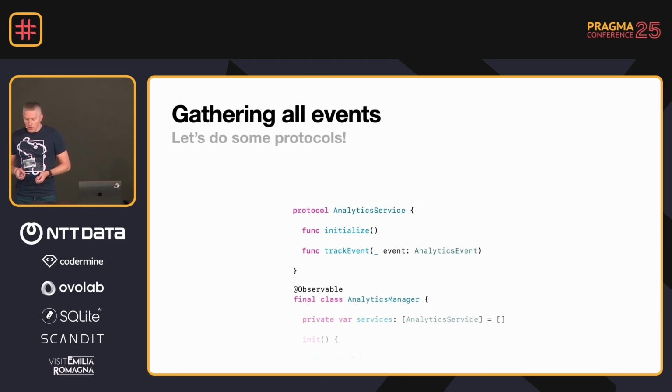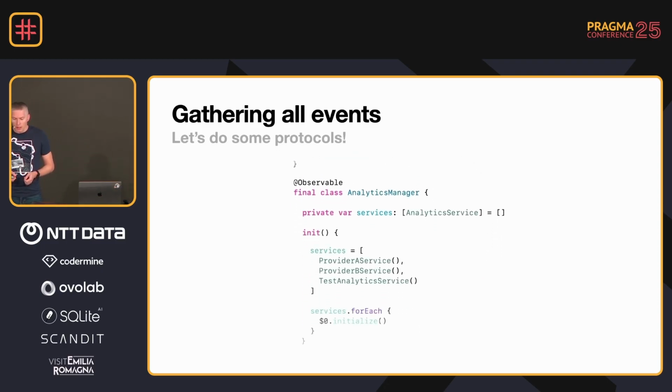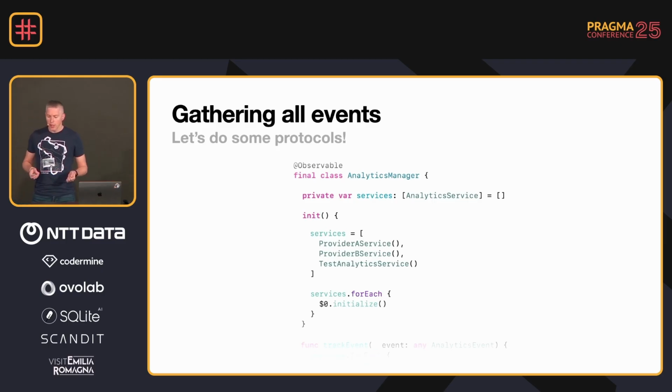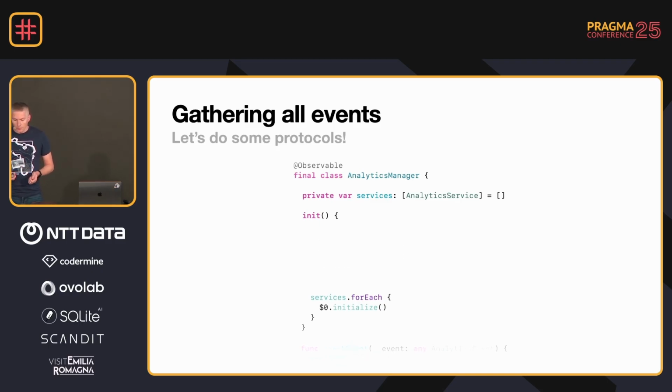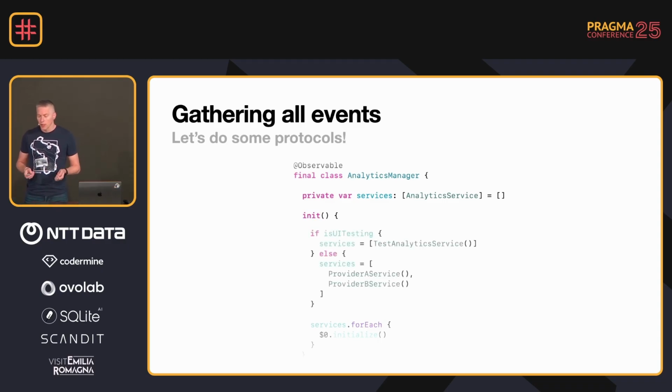How it looks in the code. We have a very simple analytics service protocol. We can advance it, but in general, each provider has to be somehow initialized, and it's supposed to track some general analytics event. And we have this analytics manager. You see here an array of services, and for each service in it we call initialization. But this simple approach already gives us flexibility.